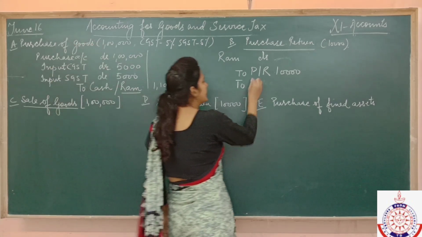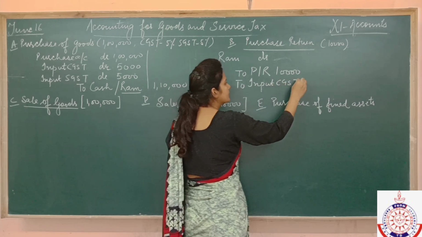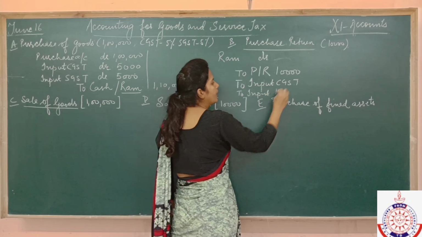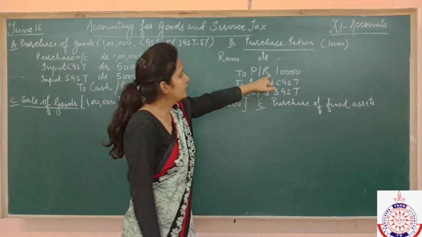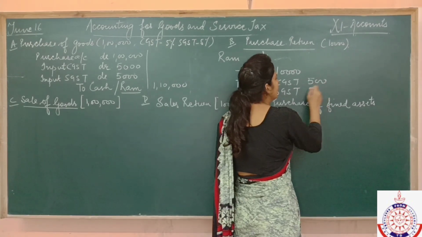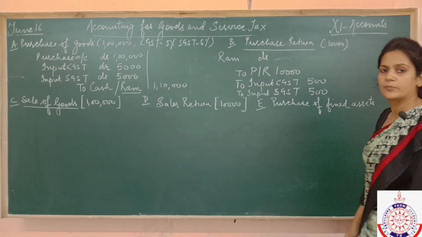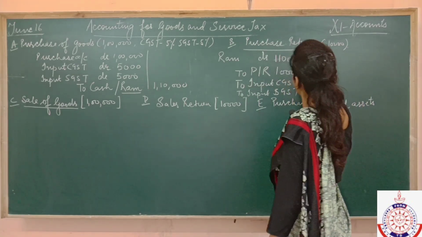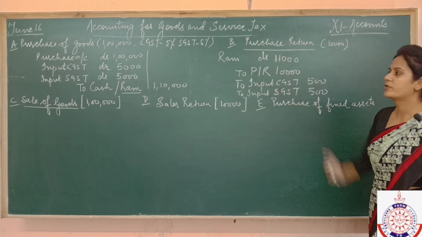So, in this case, input CGST and input SGST will be credited. We returned goods worth rupees 10,000, so 500 and 500. Because CGST and SGST are 5% each. So total is 11,000. Fine. This is known as reverse charge.